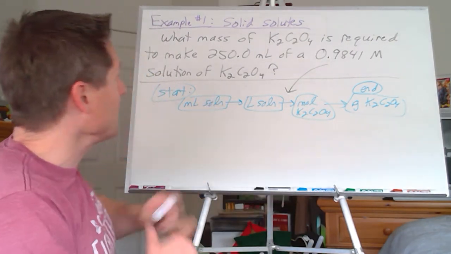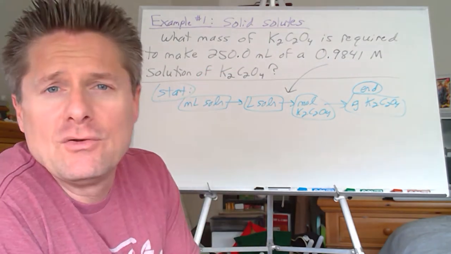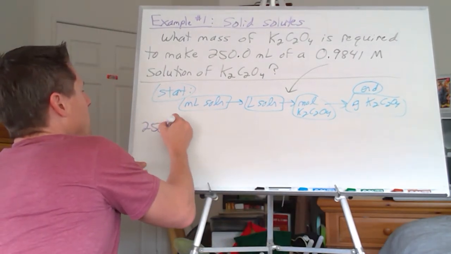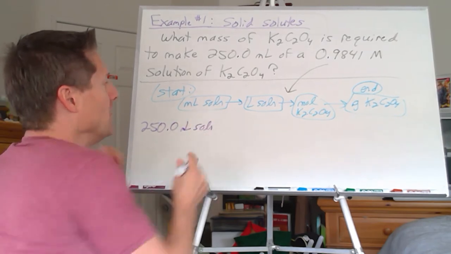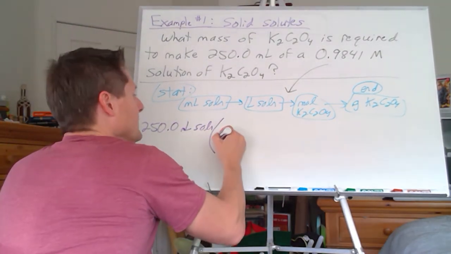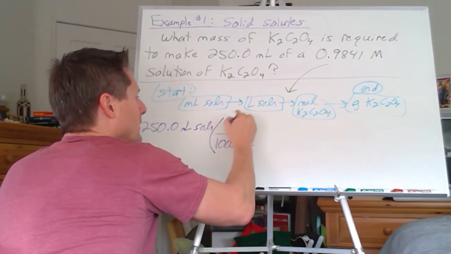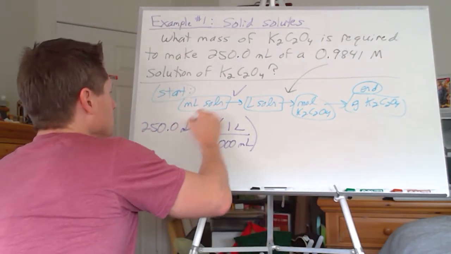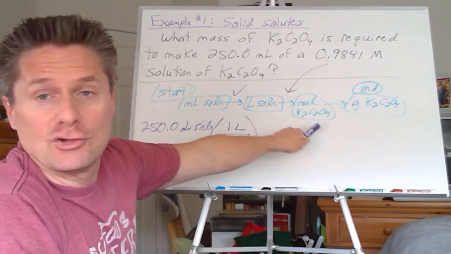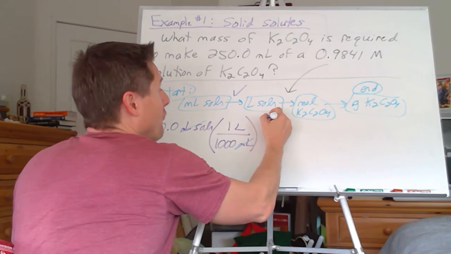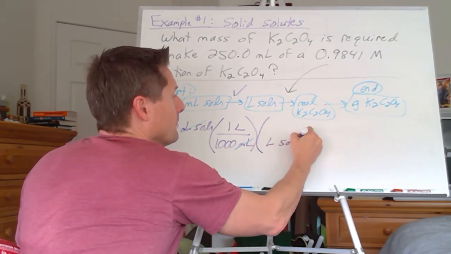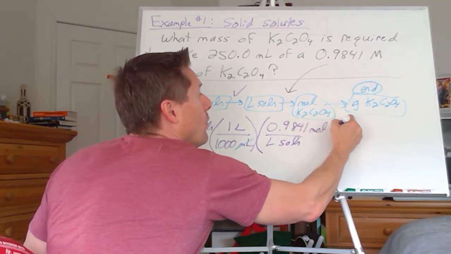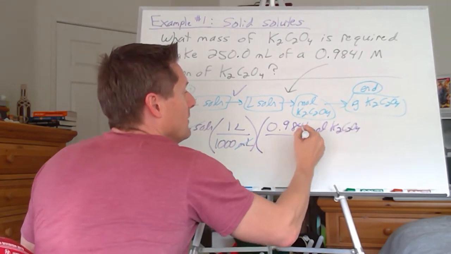Let's punch this out. Let's start with our milliliters, 250.0, and we'll be using volumetric flasks in lab, so you'll see that with the lab video. So let's take our 250.0 milliliters of solution, convert that to liters. So 1,000 milliliters per liter, check! And those units cancel out. Now we can go liters of solution to moles of solute using the molarity. So for every liter of solution, there are 0.9841 moles of solute. Oop. Need it more symmetric.